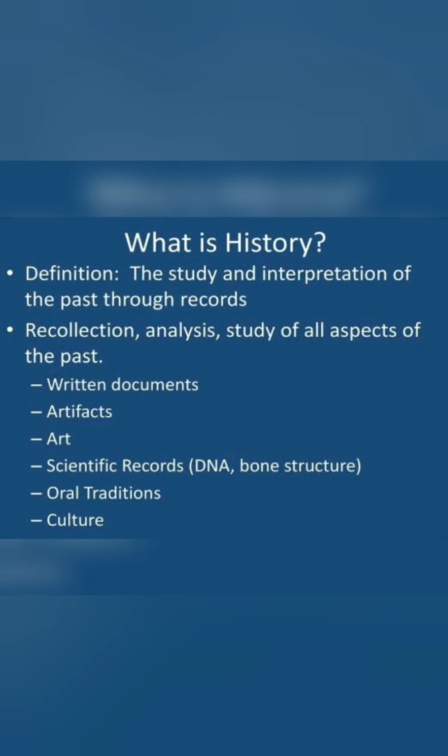Students, history is the most important component of social science. You have to understand this very carefully. What is history? The study and interpretation of the past through records. Recollection, analysis, study of all aspects of the past. That includes written documents, artifacts, art, scientific records, DNA, bone structure, oral traditions, and culture.